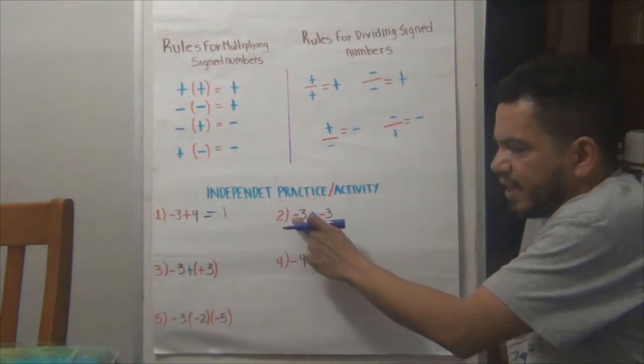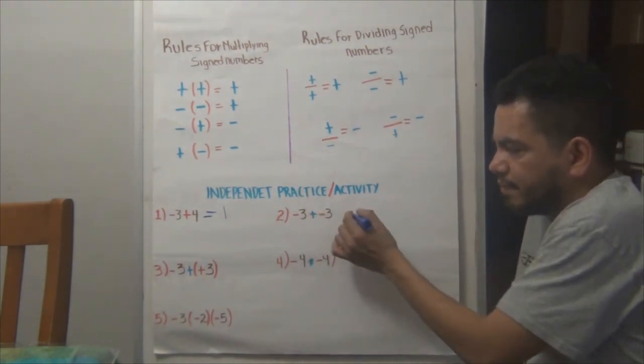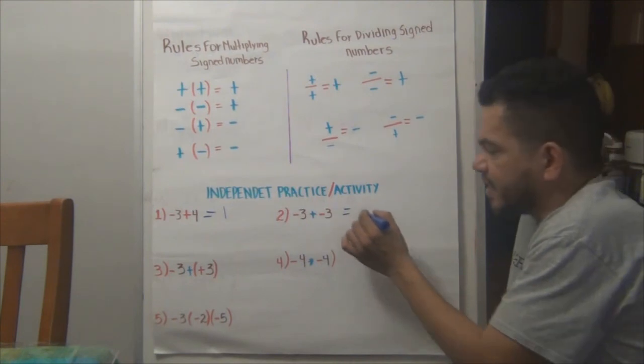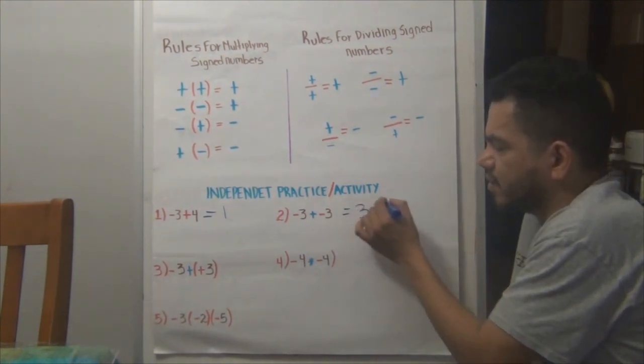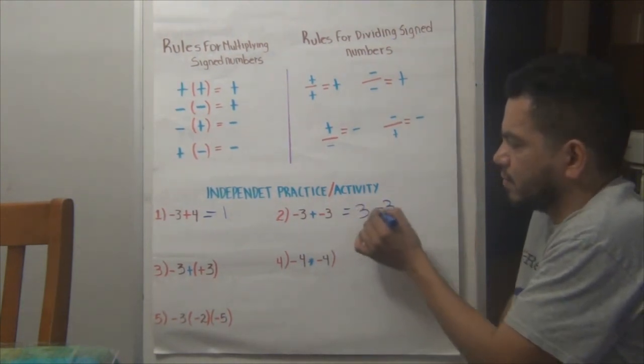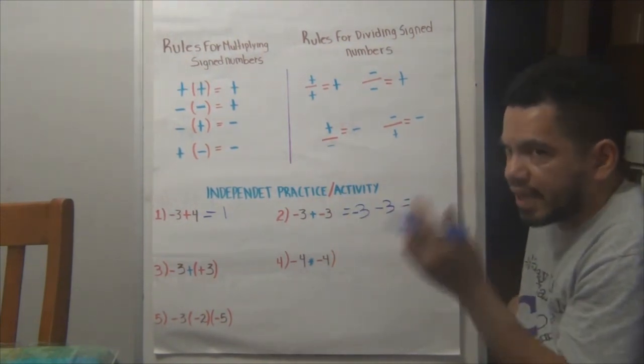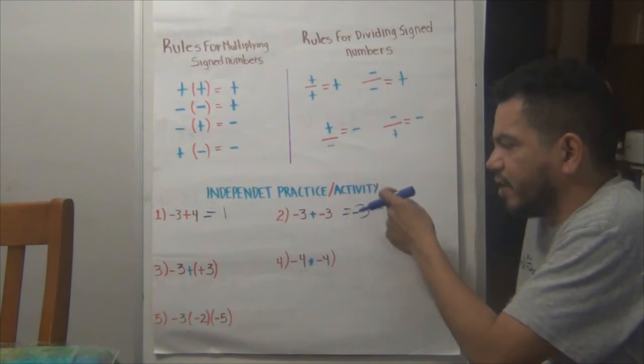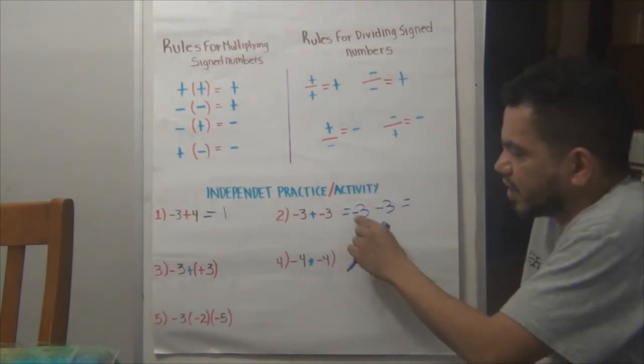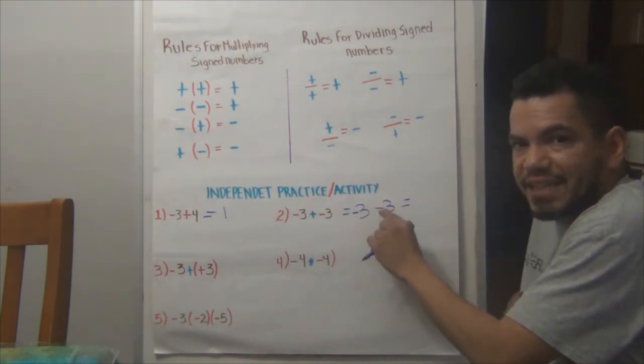Look here, negative 3 plus negative 3. This is the same thing as negative 3 minus 3. The two numbers have the same sign, so you're going to add them.